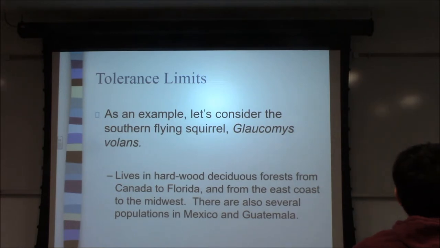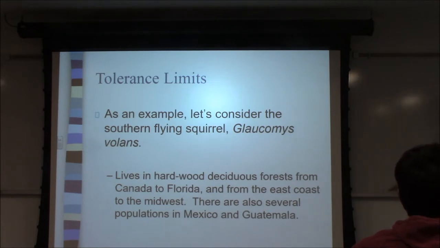All right, so they're called a keystone species. Terrific. So why is it that these squirrels have the distributions that they do? Well, we know that southern flying squirrels are eating acorns, and we know that northern flying squirrels are eating truffles, okay?